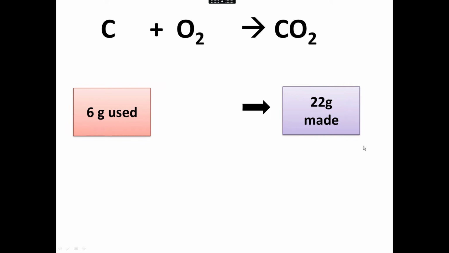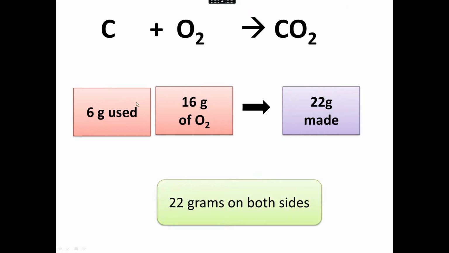Let's have a look. The answer is 16 grams of O2. How do I know that? Well, the number of grams can't just appear from nowhere. It comes from the oxygen. 6 grams plus 16 grams makes 22 grams of carbon dioxide. That means you have to use up 22 grams in total in order to make 22 grams in total. So the total mass in grams of the reactants is equal to the total mass of products.